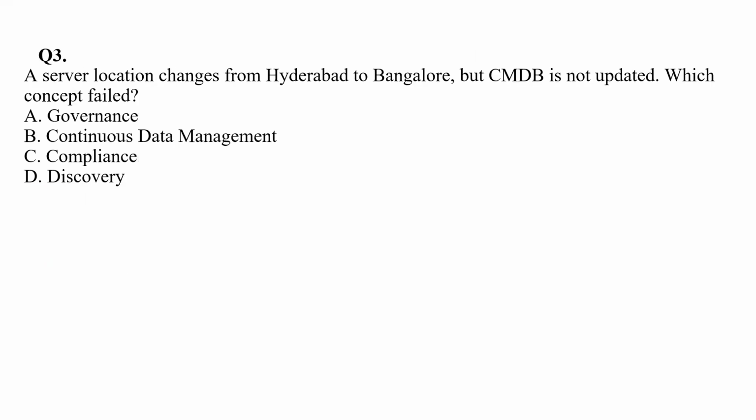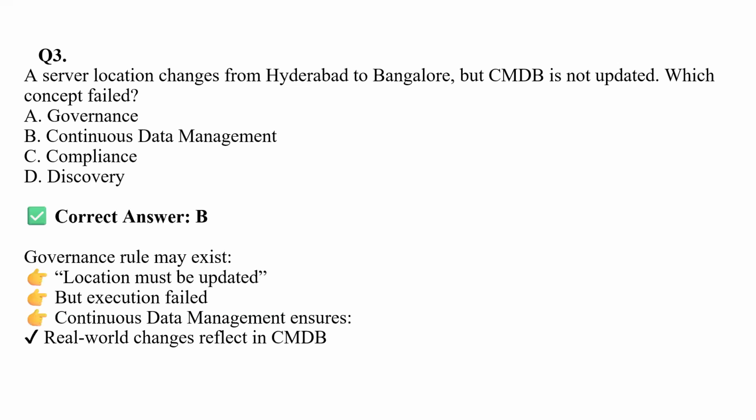Next one. A server location changes from Hyderabad to Bangalore, but CMDB is not updated. Which concept failed? Option A, governance. Option B, continuous data management. Option C, compliance. Option D, discovery. According to this question, the answer is option B, continuous data management. Here, the server's location changed, but CMDB is not updated. It means the location must be updated, but execution failed. Continuous data management ensures real-world changes are reflected in CMDB.